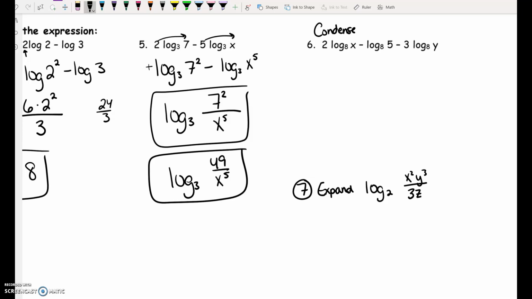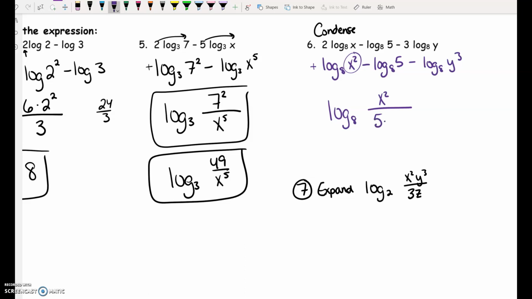Okay. So first thing I'm going to deal with is the exponents that are in front. So this is log base 8 of x squared, log base 8 of 5, and log base 8 of y to the 3rd. Okay. I know that I'm going to have a bottom because I see negative logs. X squared comes from a positive log, so x squared is going to be on the top. 5 comes from a negative log, so 5 is going to be on the bottom. Y to the 3rd comes from a negative log, so y to the 3rd is going to be on the bottom.